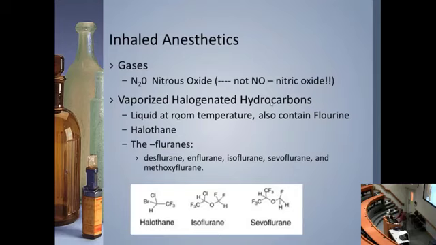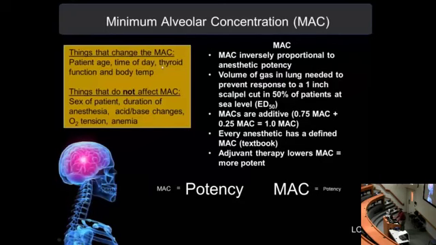At room temperature, it's liquid, and it also contains a fluorine molecule. A good example would be drugs like halothane. Then these were also derived from that, so the fluorines, so desflurane, and so forth. So you've got your gases and your vaporized halogenated hydrocarbons, and these are the two groups that are commonly used for inhaled anesthesia.